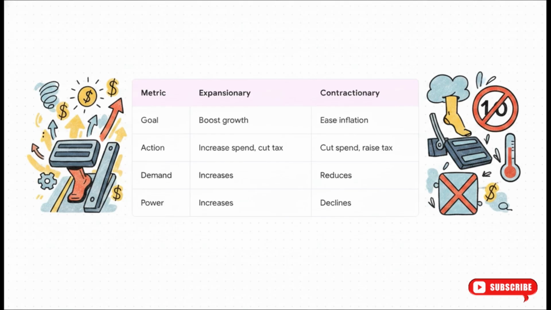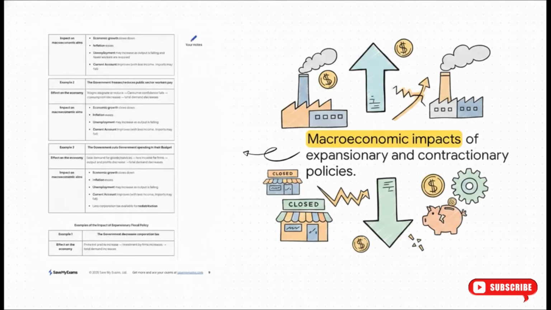On the flip side, contractionary policy is hitting the brakes. The goal here is usually to keep runaway inflation in check. So the government decreases spending and raises taxes. This essentially pulls money out of the economy, declining purchasing power and cooling down that aggregate demand. Let's see how this plays out with a couple of specific examples.